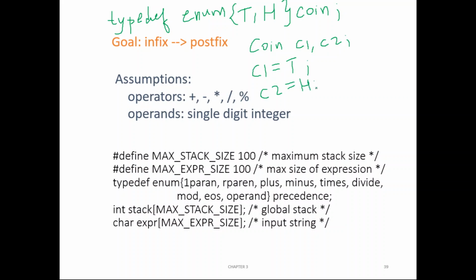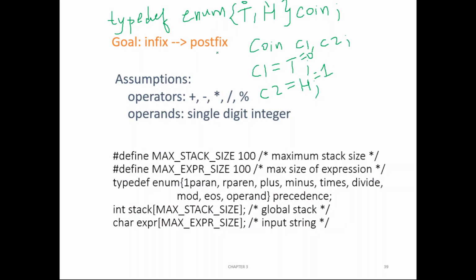Right? And by default, the compiler will give some numbering in order. The first will be 0, the second will be 1. So the default numbering for tail will be 0 and for head will be 1. Like this, wherever you want, you can use an enumerated data type.